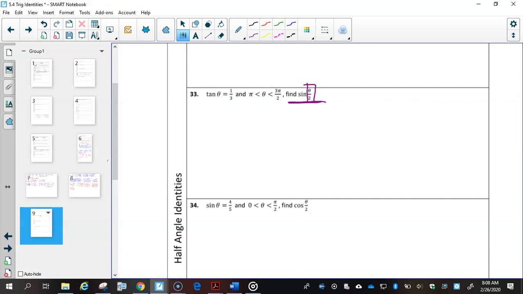Pi to 3 pi over 2, where is that? In the third quadrant. This is telling us that this value is positive. Tangent's value is positive, obviously it's a given. But I don't need tangent, sorry. Because I'm looking for sine, I really need cosine's value. What will cosine's value be in the third? Negative.